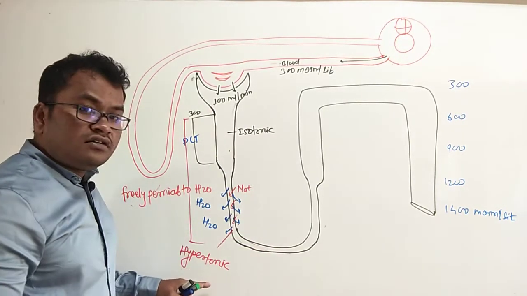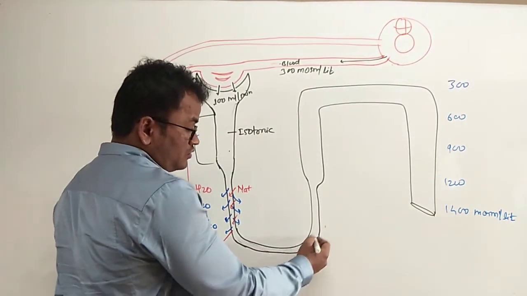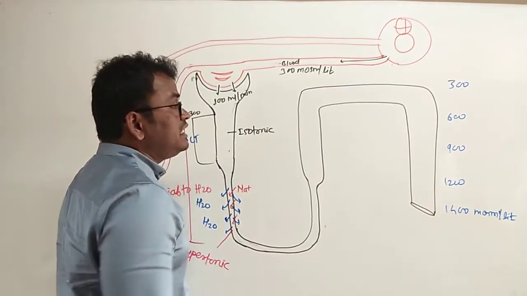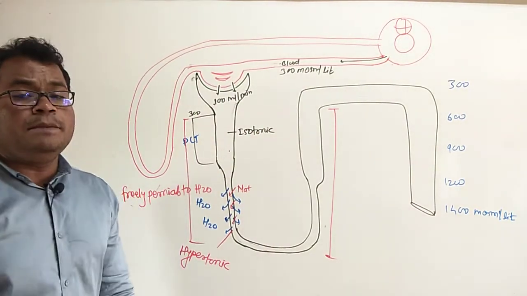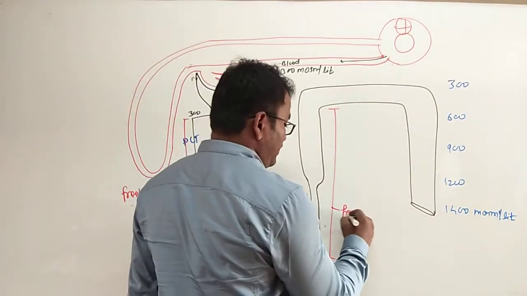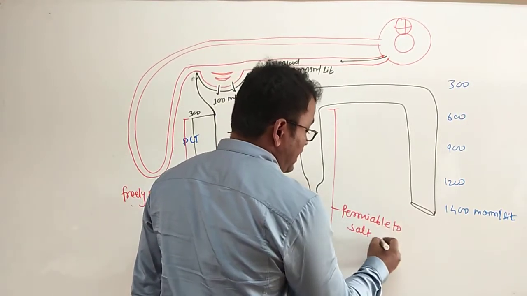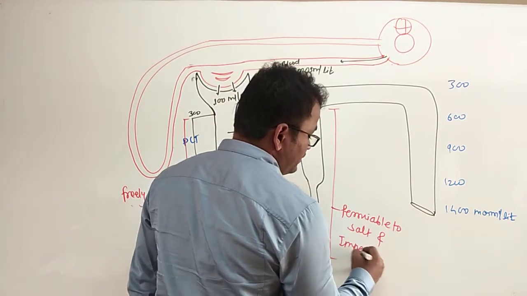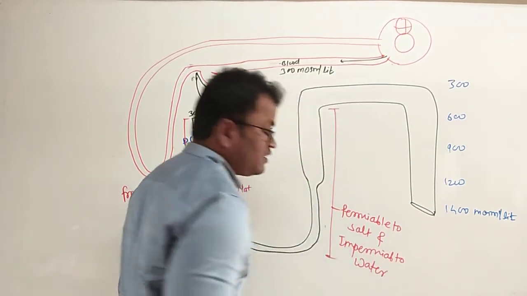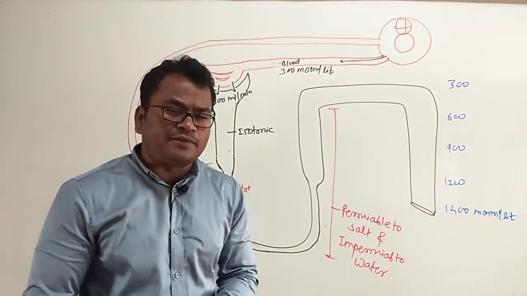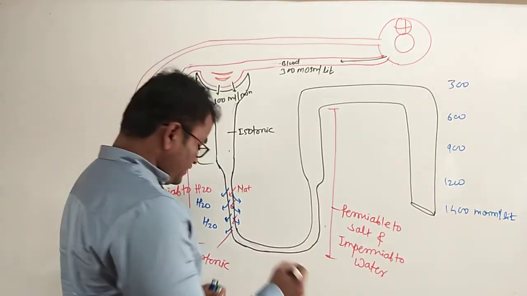Hence, it becomes hypertonic. Next, from this hairpin turn to this ascending limb and thick ascending limb, this part is freely permeable to salt and impermeable to water. Here water cannot be reabsorbed, it is impermeable to water. Hence, here it is hypertonic.